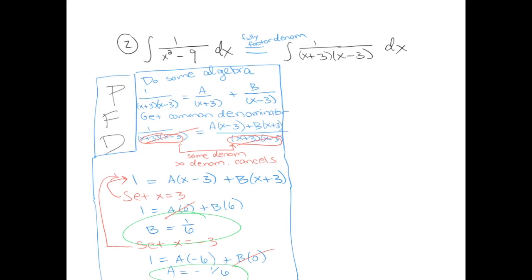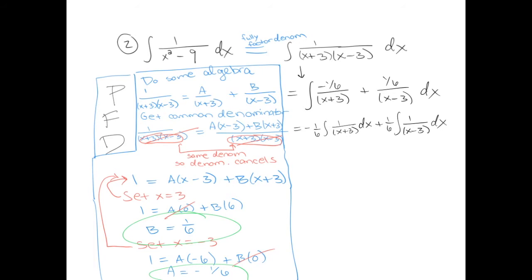Now all of that was just a side computation. Let's get back to the original problem. This quantity of 1 over x plus 3, x minus 3 can be written as the A value over x plus 3 plus the B value over x minus 3. Now that I know what A and B are, I can proceed with the antiderivative, pulling out the constants, using the properties of integrals. Now these are simple problems.